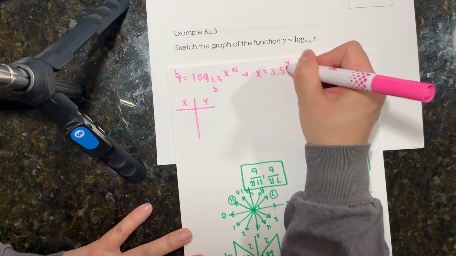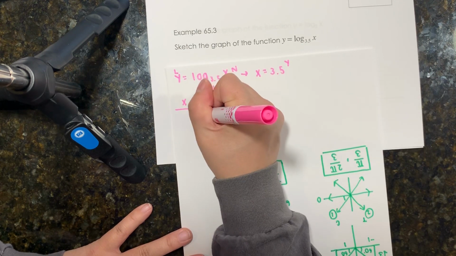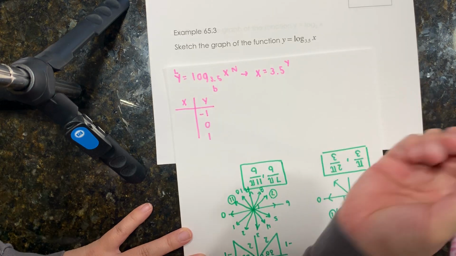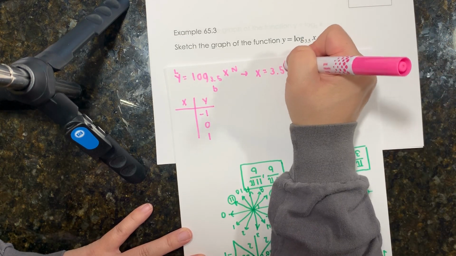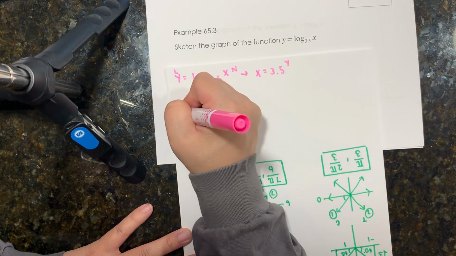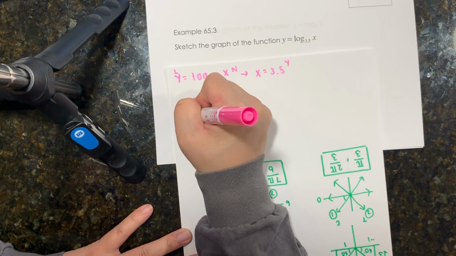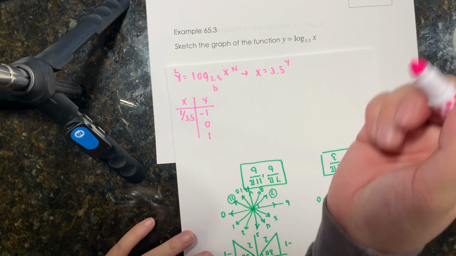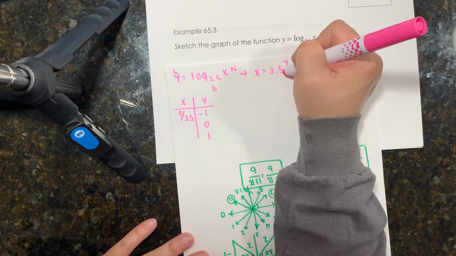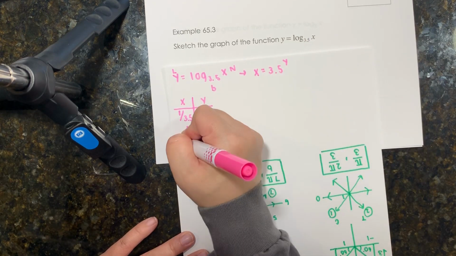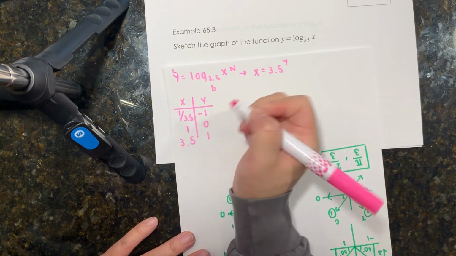We're going to be plugging in for y this time. So let's do -1, 0, and 1. If I plug in -1 into this equation, it's going to flip this into 1 over 3.5. I know that's not right, but it's about 1/3, or greater than 1/3. Then if I plug in 0, anything to the 0 power is 1, and anything to the 1 power would be just that number, so 3.5.